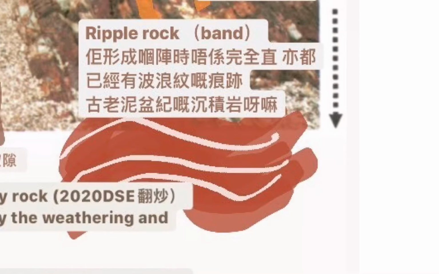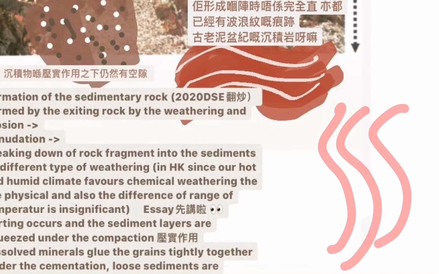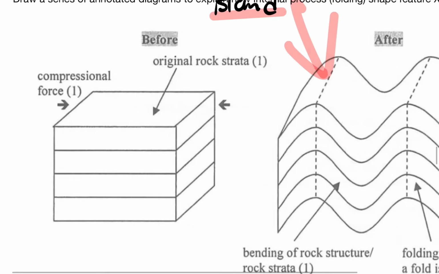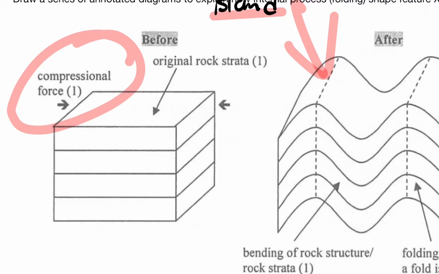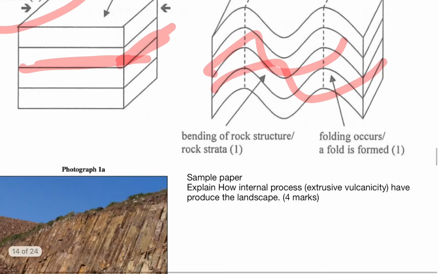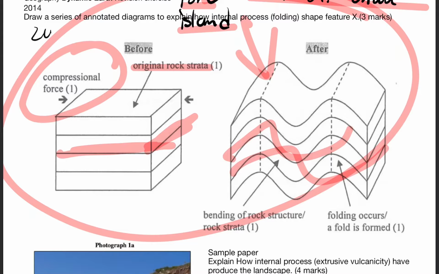this is a ripple rock. Long time ago 其實佢係 slump folding，本身佢就已經係巢皮，所以呢個係 slump folding。但係考評局就話係 compressional force，咁我哋就要背佢個指引，compressional force 啦。咁原本嘅 rock stratum 就會變咗 flow 咗啦。You can see it and you need to draw it in the exam, in 2014.